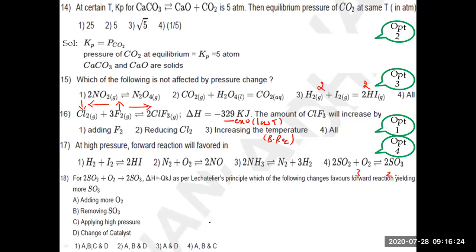18. For the reaction given here, delta H is minus 2 kilojoules. As per Le Chatelier's principle, which of the following favors forward reaction yielding more SO3? A, B, and D. Yes, A, B, and D. Again, you want to change the catalyst, man. So not catalyst. A, B, and C, sir.